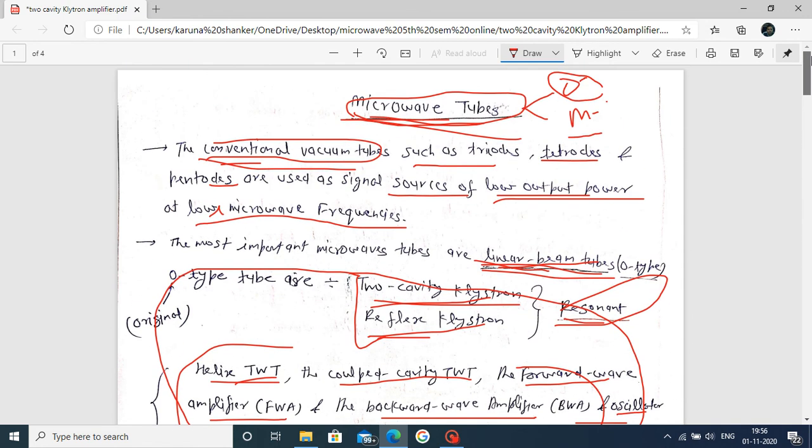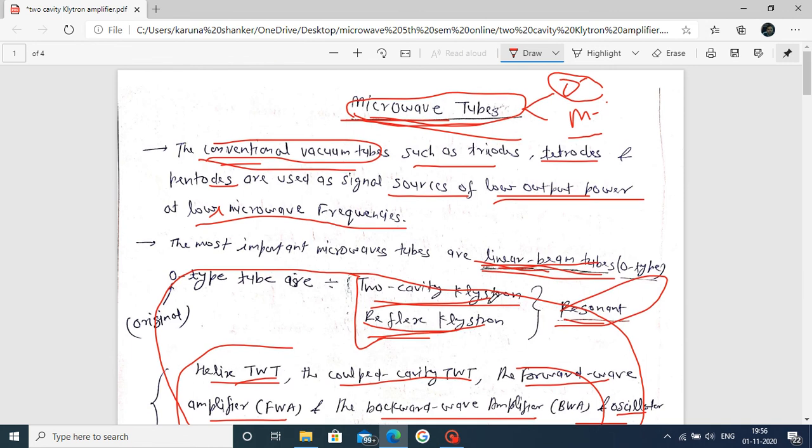Now next, move to the reflex klystron. These are examples of linear beam tubes. The next lecture is the reflex klystron, next time.